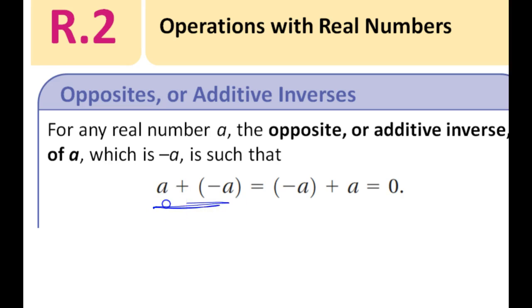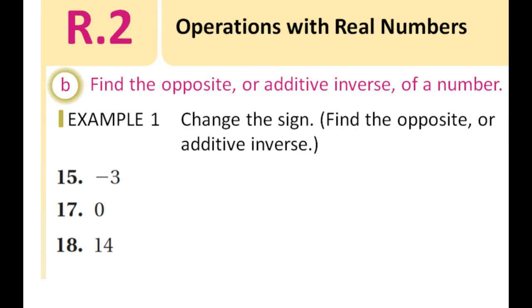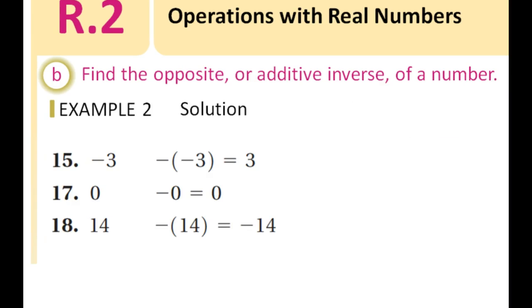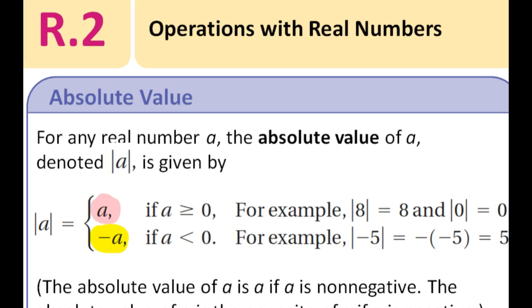Again, this is saying the opposites will always equal 0. It doesn't matter the order that you put them in. So again, it says change the sign or find the opposite. The opposite of negative 3 is 3. There's no opposite of 0. And the opposite of 14 is negative 14.